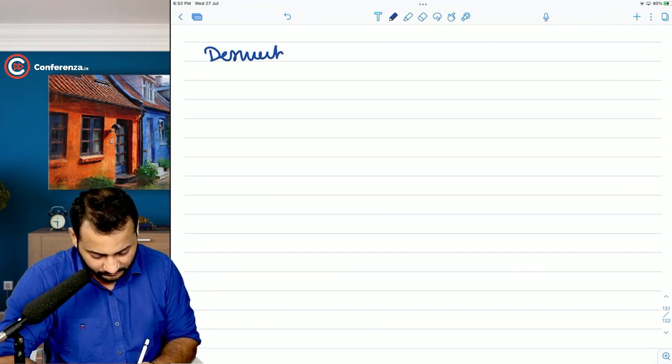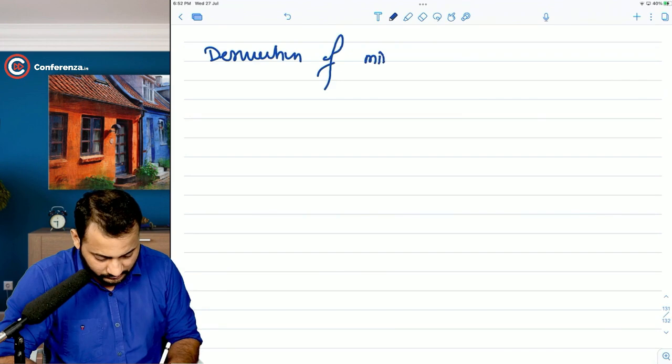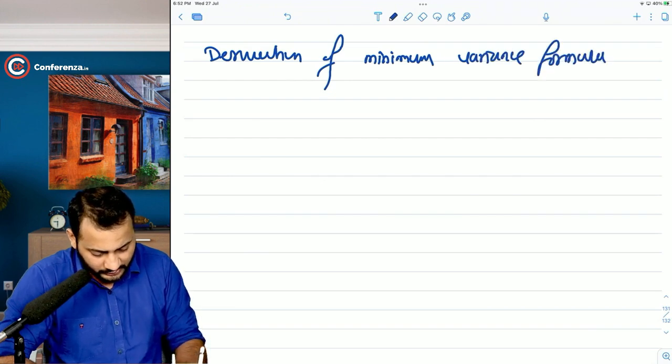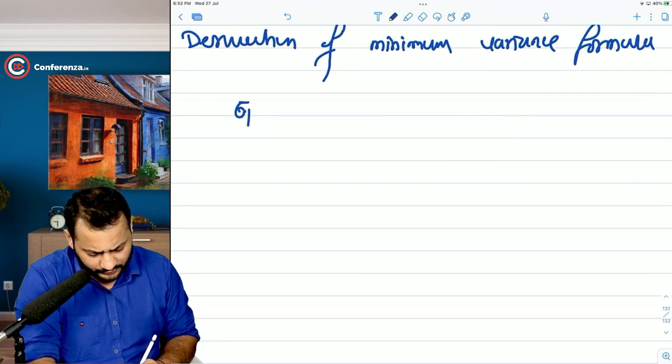Derivation of minimum variance formula. What was the portfolio standard deviation?